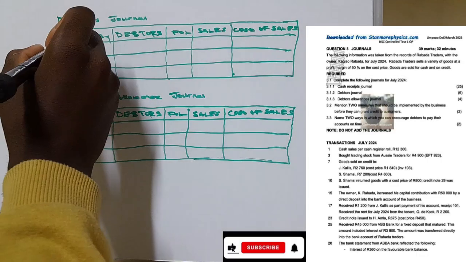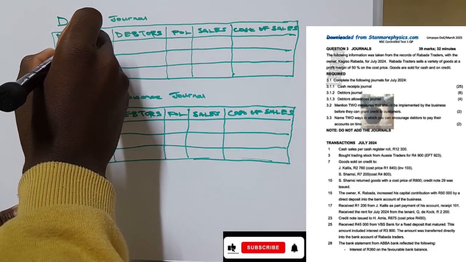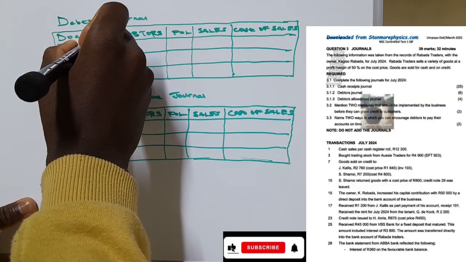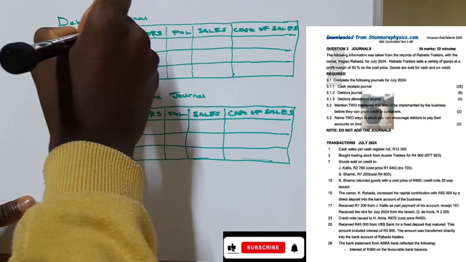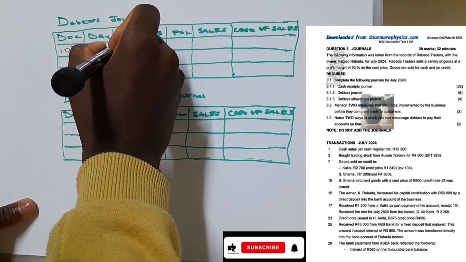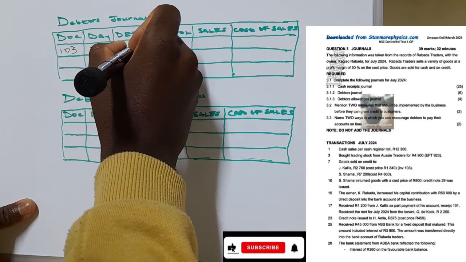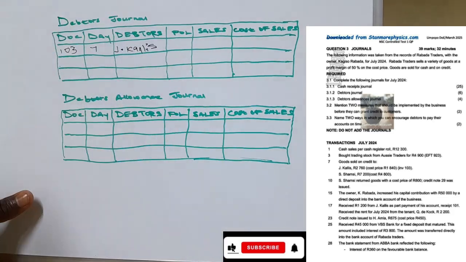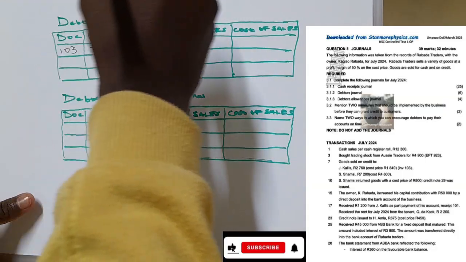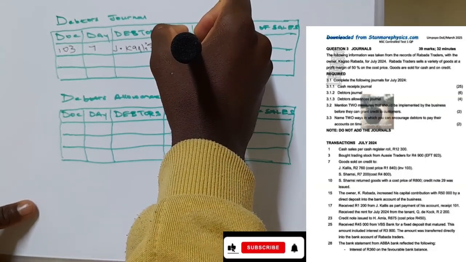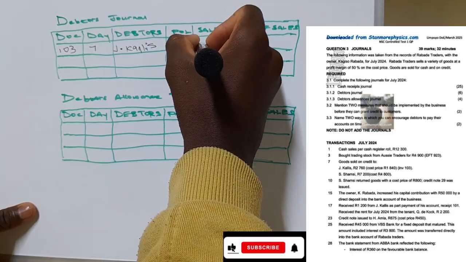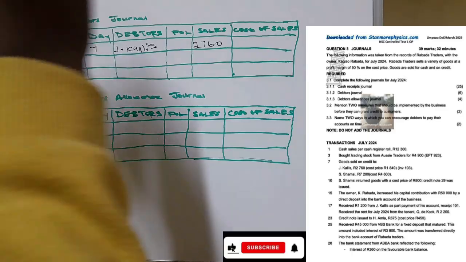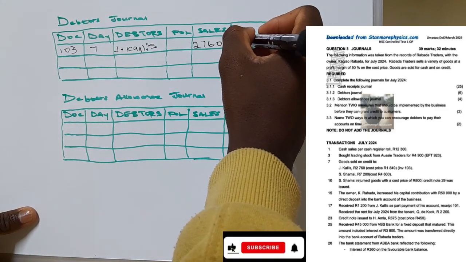Then let's record this one. Our document number is 103. The day is 7. Then our debtor is J. Kalis. Then our sales amount is 2,760. As you can see, we are already given it, there's no need to calculate. And then our cost of sales is 1,840.